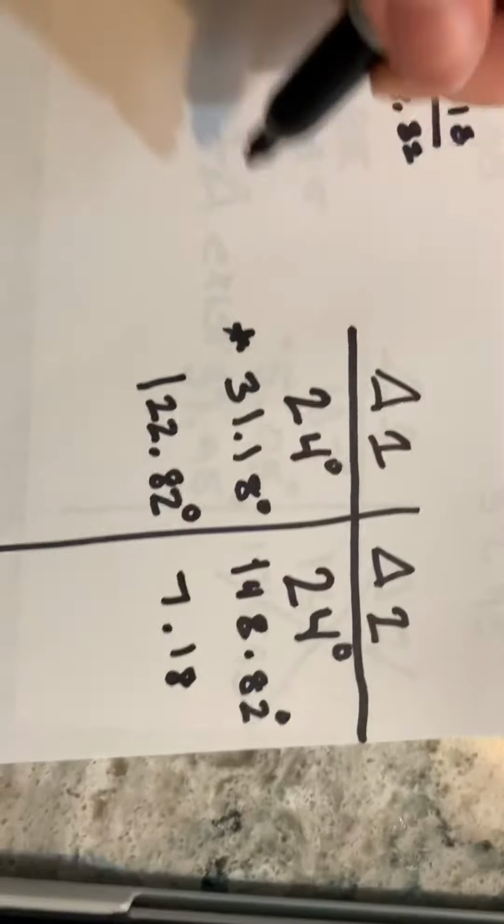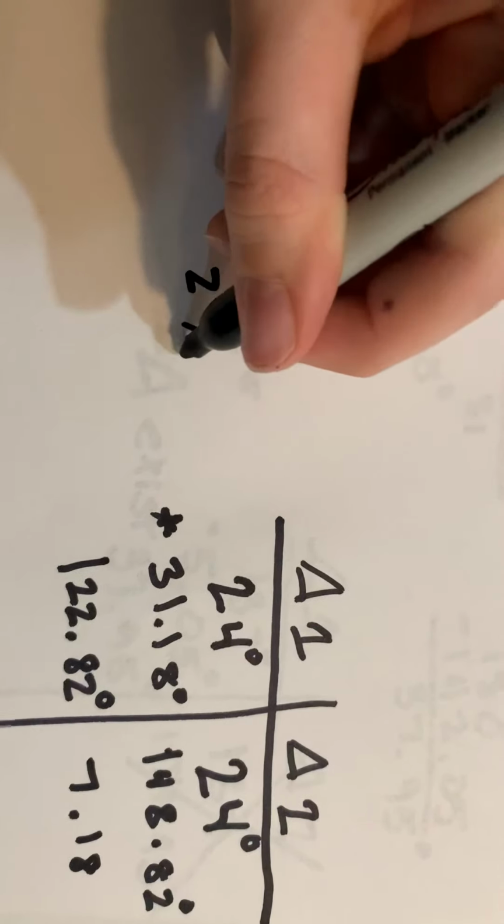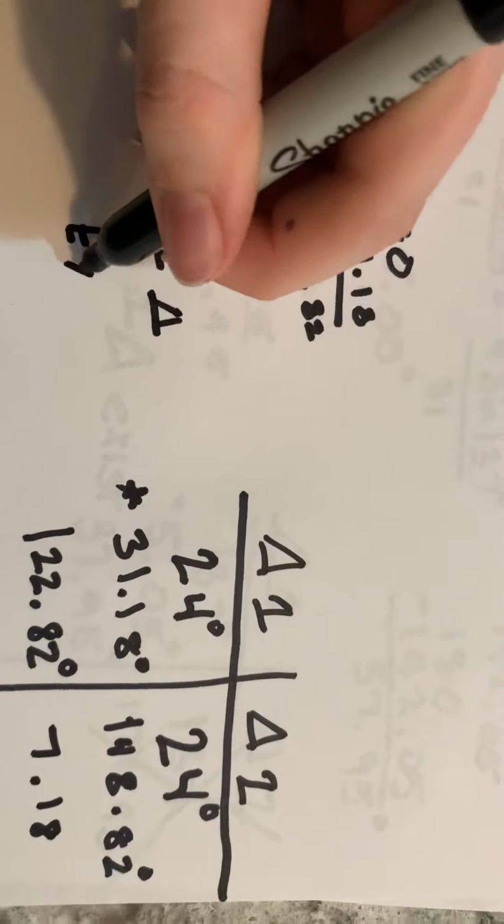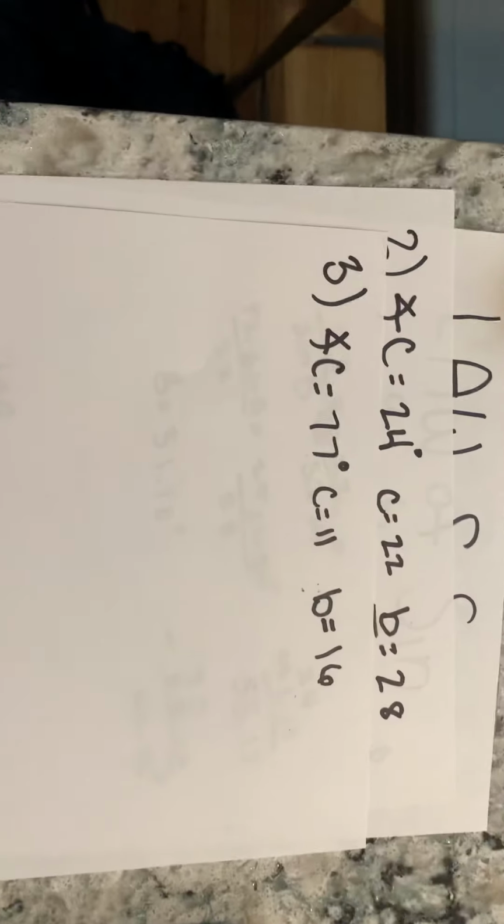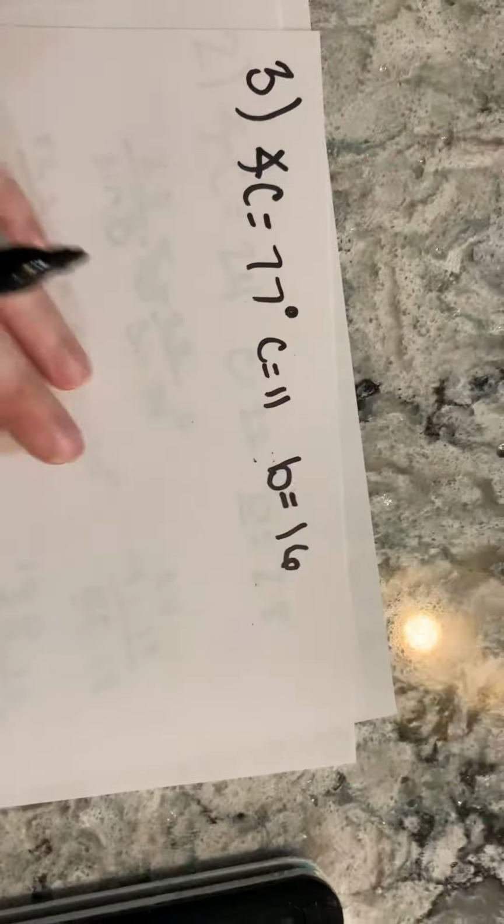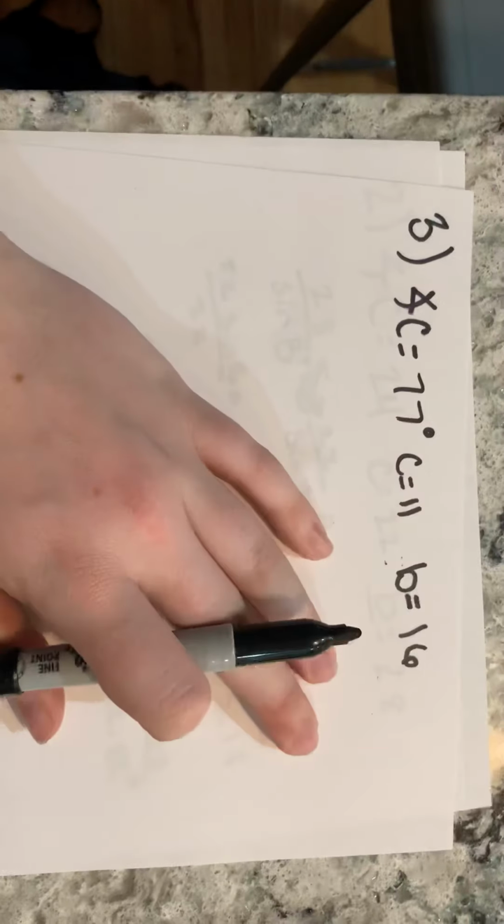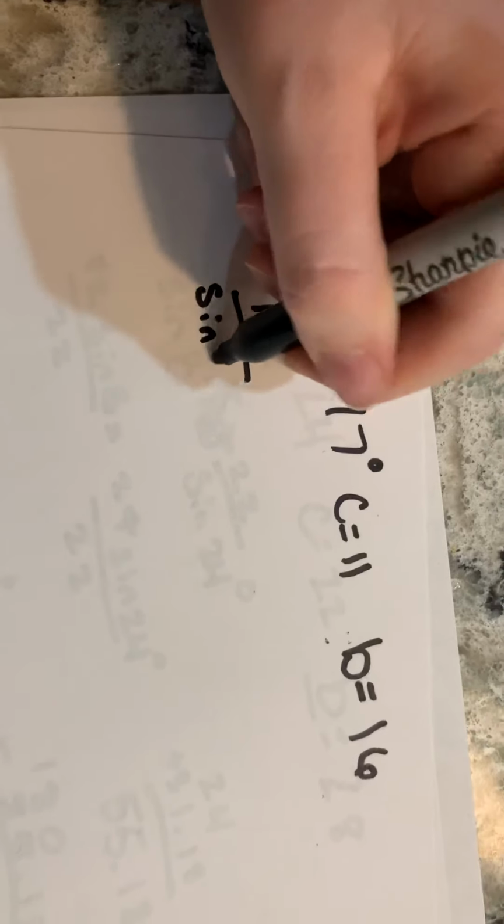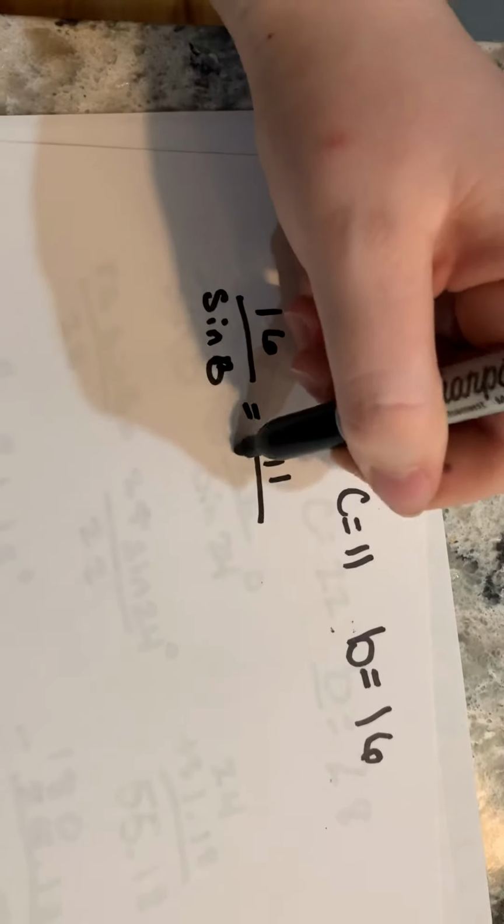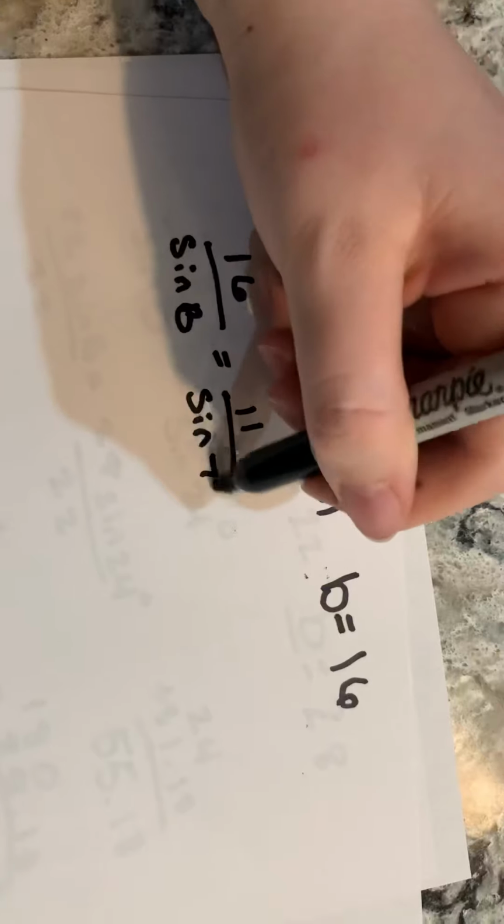So this one works out that two triangles exist. And finally, the third case that we have would be if no triangle exists. So we have the variables of c and b again. So we're going to start out the formula of 16 over the sine of b, which we are looking for, which is equal to 11 over the sine of 77 degrees.